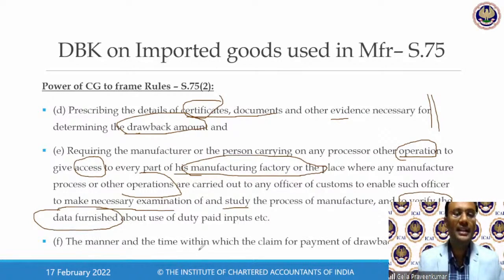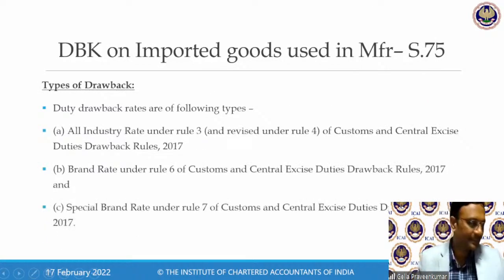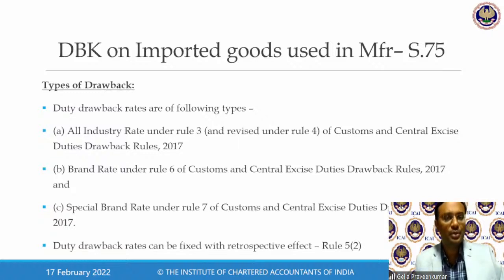And the manner and the time within which the claim for payment of drawback may be filed. For filing an application, again, this is an online application. What is the time limit, etc.? Government may formulate rules. So the government is going to design all these aspects. So what is there in store for us?